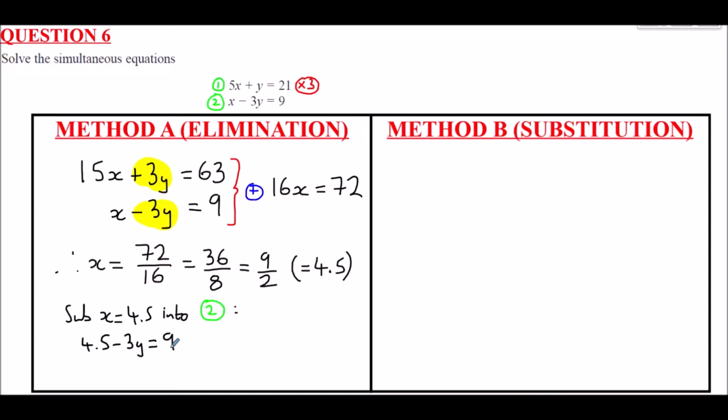Equals 9. If we subtract 4.5 from both sides, we get minus 3y equals 4.5. Then if we divide by minus 3, we can see that y equals 4.5 divided by minus 3, which gives minus 1.5. So the solution to these simultaneous equations is that x equals 4.5 and y equals minus 1.5.